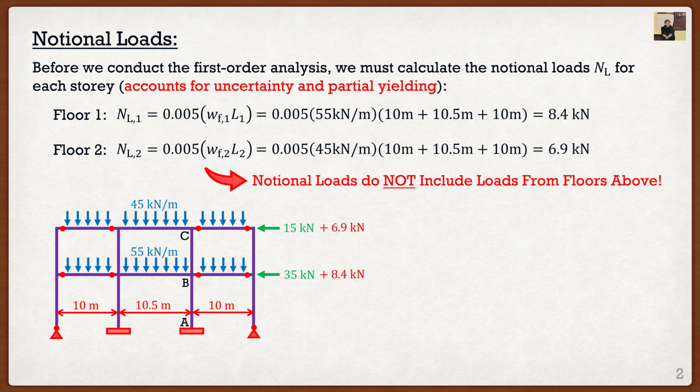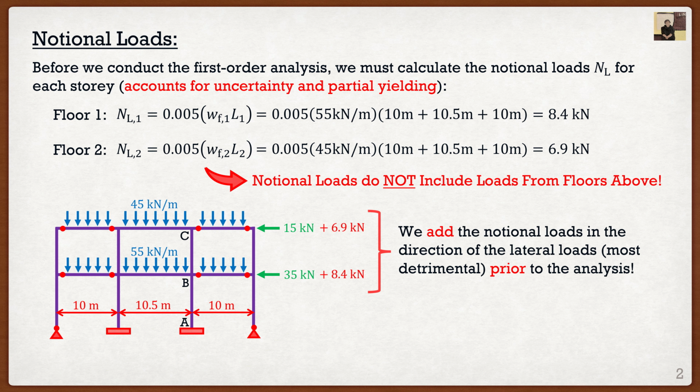So again, the key thing here is once we calculate those notional loads, we have to add them to our structure in the direction that is most detrimental. So basically, since we know for the second story that the 15 kilonewtons is going left, we would also want to orient our notional load so that it is also going left. We don't want to try and decrease these loads.